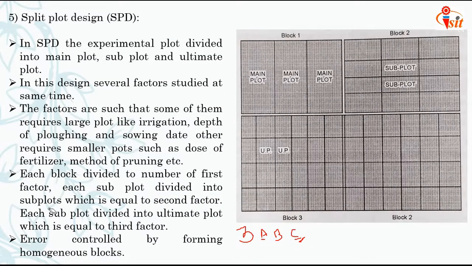Next is split plot design. Here several factors can be studied at the same time. Factors which require a large area are allocated to the main plot, then the main plot is divided into subplots to which the second factor is applied, and the third factor is applied to the ultimate plots. So here, by making homogeneous blocks, we can reduce the error.